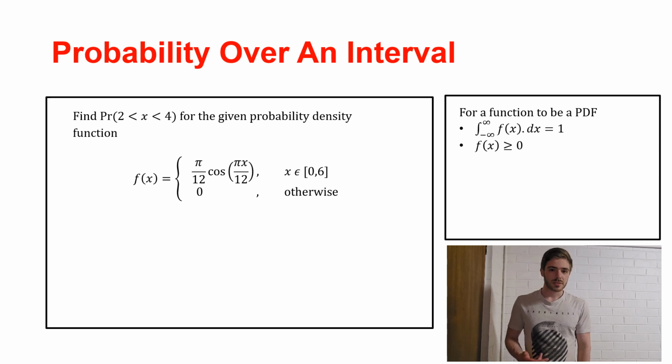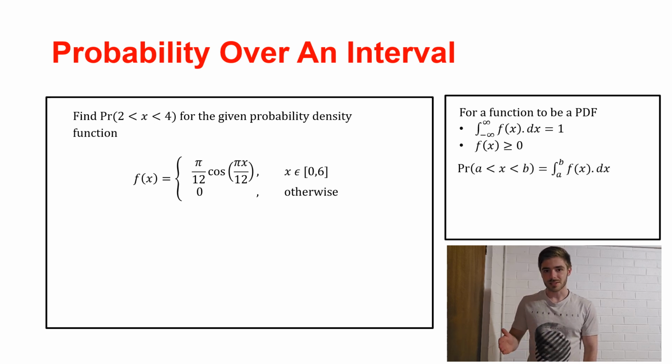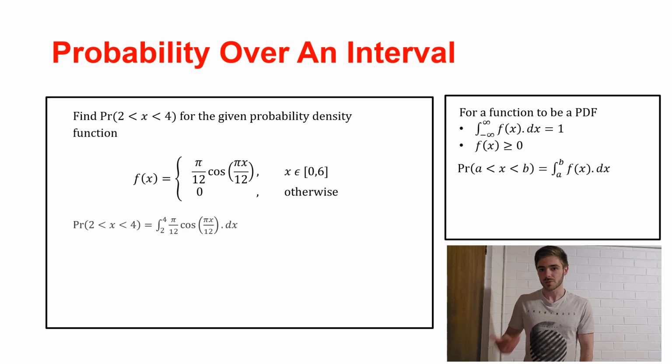Another common question is to find the probability that x is between some interval. In this circumstance, all we're doing is finding the area under the curve over that interval, which in this case we're solving between x equals 2 and x equals 4. Hence, when we set up our definite integral, we're just going to do the definite integral from 2 to 4.